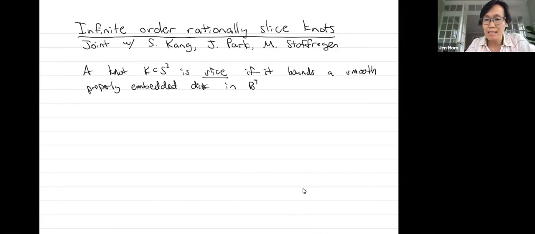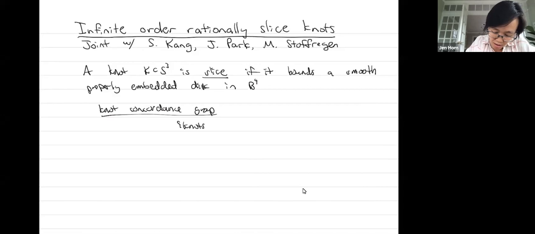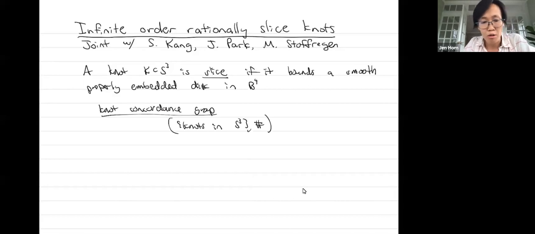And then using sliced knots, you can define the knot concordance group. So this consists of knots in S3 under the operation of connected sum. So this forms a monoid. The unknot is the identity, but for any non-trivial knot, you're missing inverses. One way to see that is the unknot is the only knot with genus 0, and genus is additive under connected sum. However, if you take this monoid and you mod out by the set of sliced knots, then you do get a group. The inverse of a knot is the reverse of its mirror image.